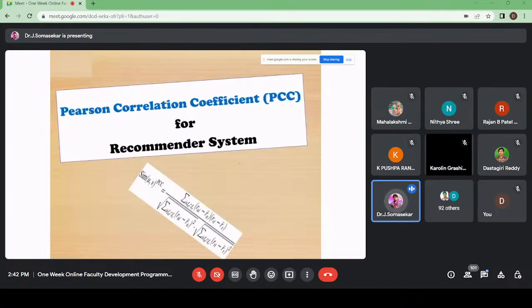We have various measures to find the rating predictions. One is Pearson correlation coefficient, or you can go for cosine similarity, or you can go for the latent factorization method. That is the concept of LU decomposition that we studied in lower classes, linear algebra. Or you can go for a probabilistic classifier, that is called Bayesian classifier. Like that, we can apply various measures or classifiers for rating prediction. But I will go for a simple measure that is called Pearson correlation coefficient. This is one of the simple statistical measures that we studied in lower classes in statistics.